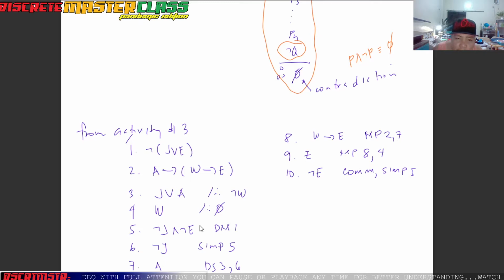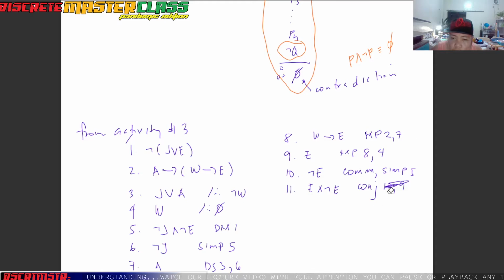Dapat alam mo yan. Hindi mo pwedeng kunin yung not E kung mag-simp ka because simp can only detach the first conjunct. To do that, you first apply com, then followed by simp. Now, ito na yung sinasabi ko. Number 11, if you combine E and not E by the rule of conjunction of number 9 and number 10.